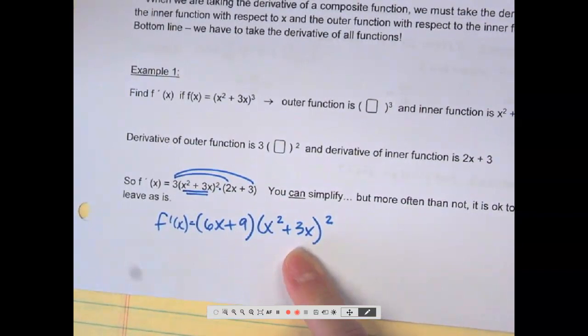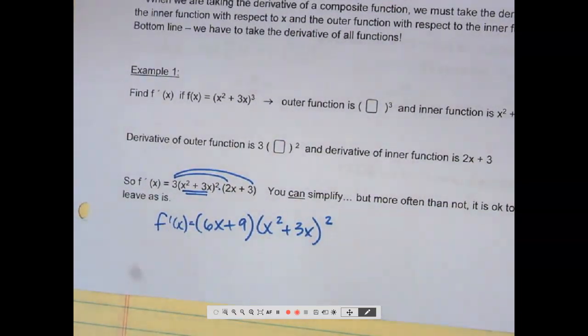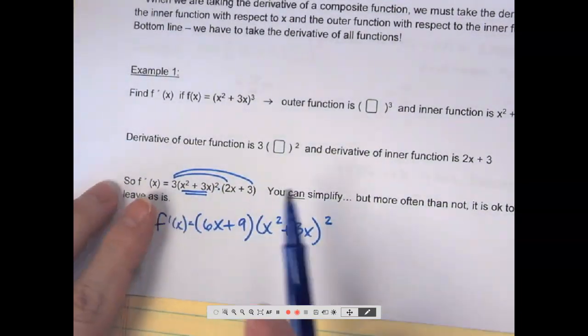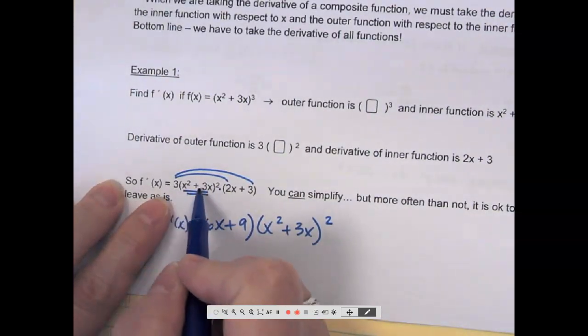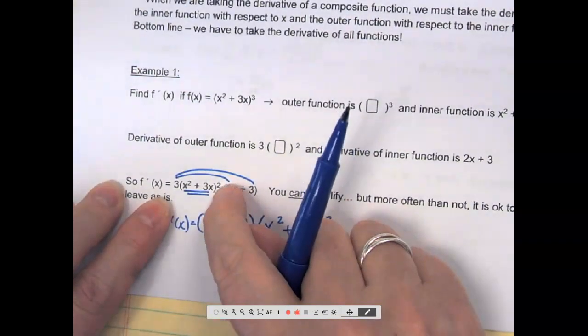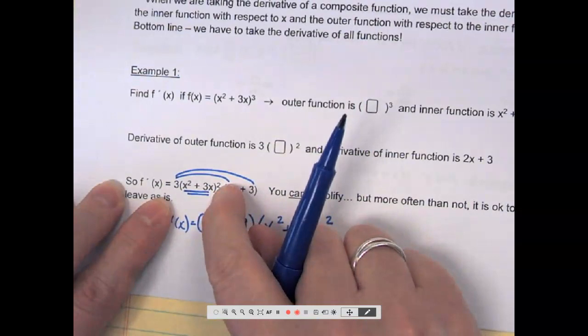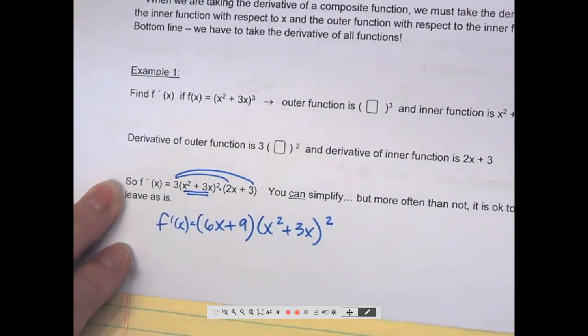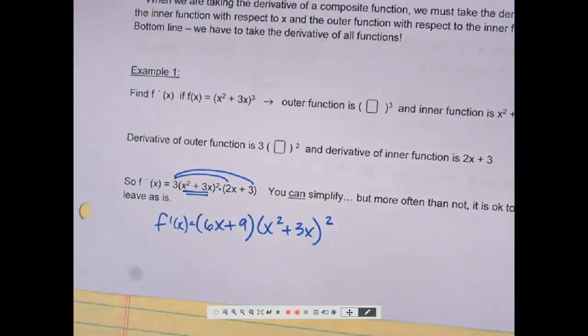Okay, so who has a question? That's my answer. So it has to go to the 2x plus 3? Yes, because I can't distribute 3 here unless I raise it to the 2 first. So if you did raise it to the 2 first, then you could distribute that 3.